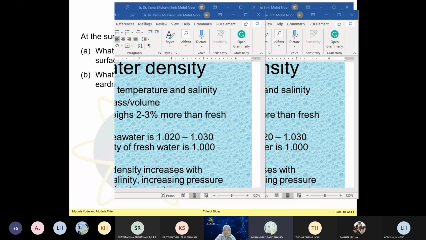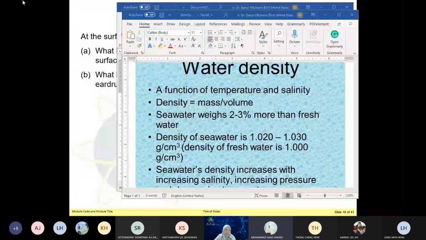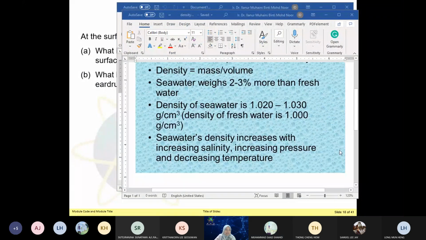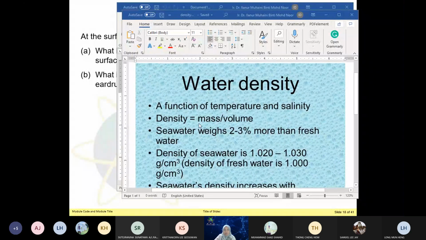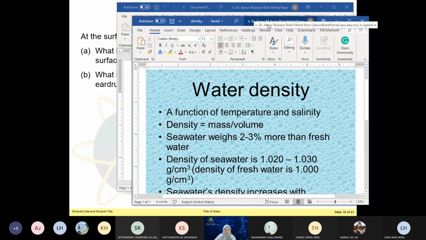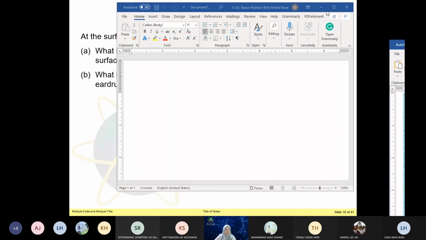You are lagging. Still lagging. Which table? The table will be provided in the formula sheet later. Okay, Muhammad Saad. Table not here. So in the table there are many other density values.